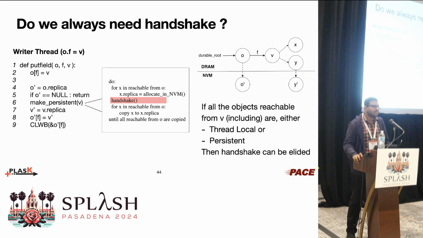Similarly, if the object is persistent, because it is already present on the NVM side, we don't have to copy it again to the NVM. And hence, we can skip the handshake in those cases also. So the condition here is that all the objects reachable from V, including V, should either be thread local or persistent.